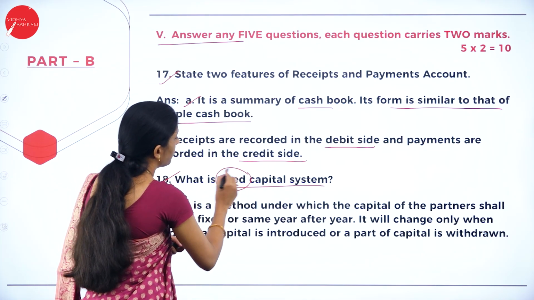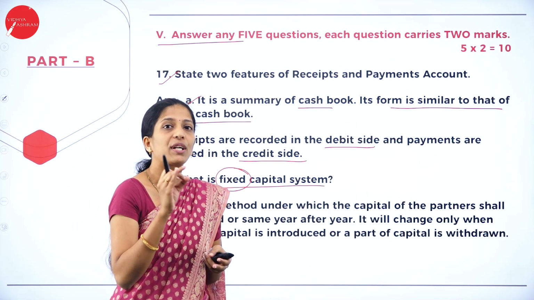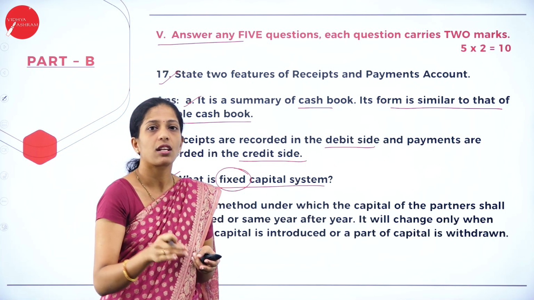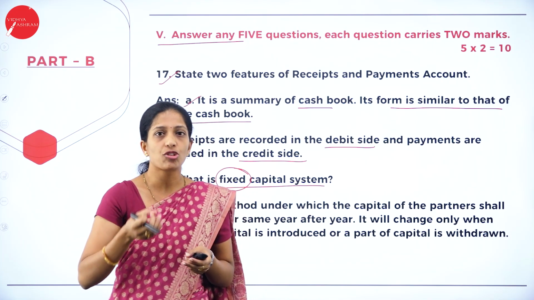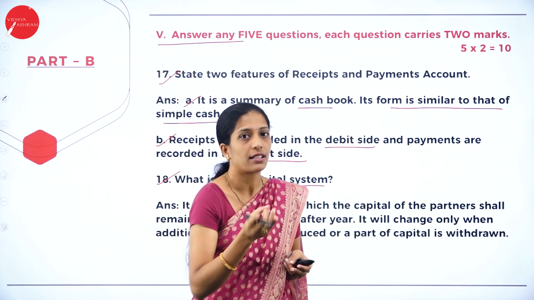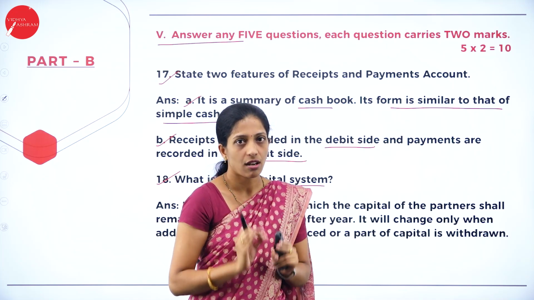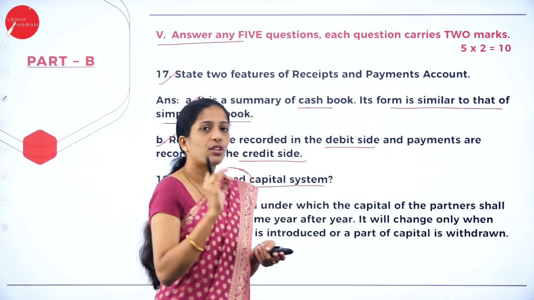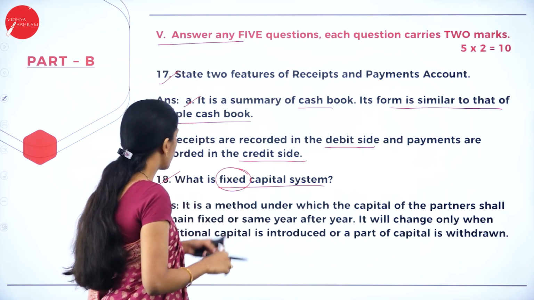As the word itself tells us, under this type of system, the capital of the partner remains fixed year after year. It will change only when additional capital is introduced or if any capital is withdrawn by the partner. Other than that, the capital of the partner remains fixed. You have to write 2 sentences here because it is a 2 marks question. So how can you write?